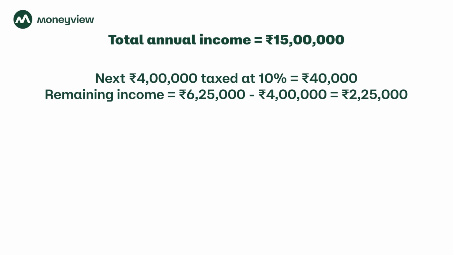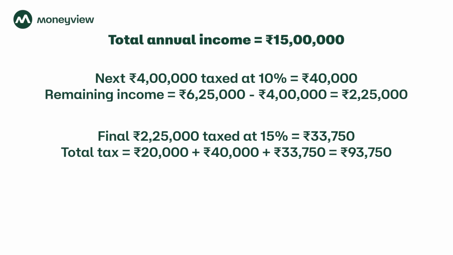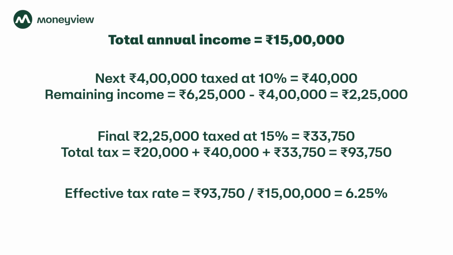The next 4 lakhs, that is the 8 to 12 bracket, will be taxed at 10%, and that will be 40,000. The final 2.25 lakhs will be taxed at 15%, which will be 33,750. The total income tax to be paid by this individual, who we presume to be earning 15 lakhs, will be 93,750. The effective rate of tax, this 93,750 as a percentage of 15 lakhs, is 6.25%.